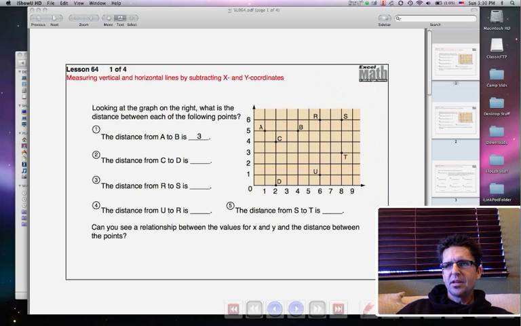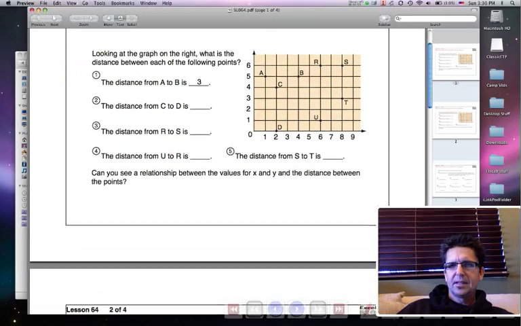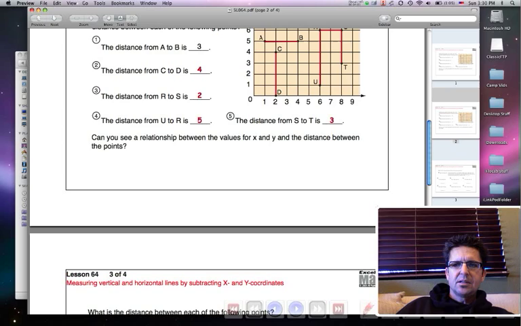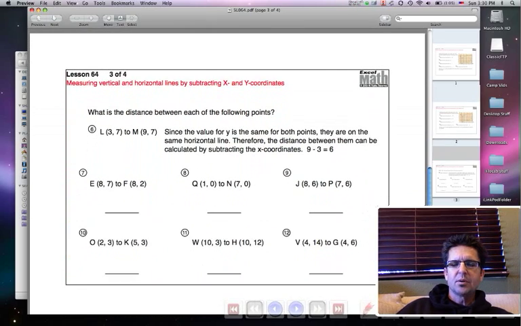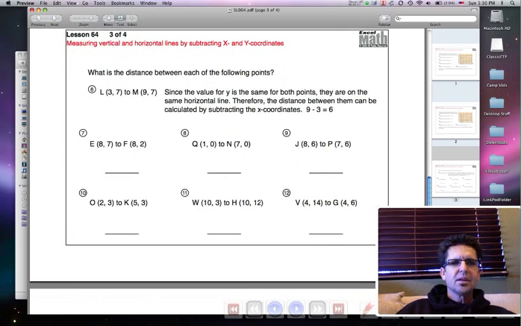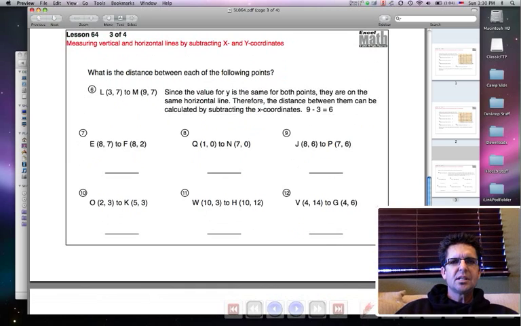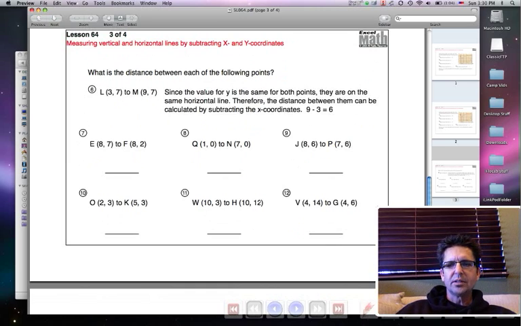All right, we're going to move on down here. Moving on to some problems like what you're going to see on your Excel. Okay, it asks, what is the distance between each of the following points? The first one given to you is point L at 3, 7 and point M at 9, 7.